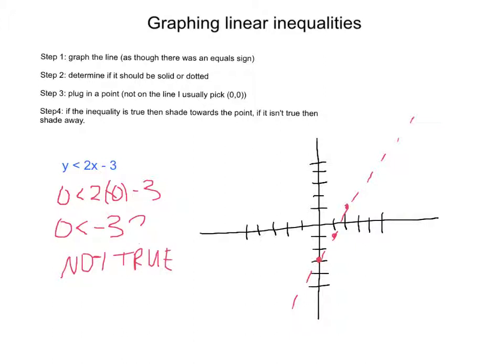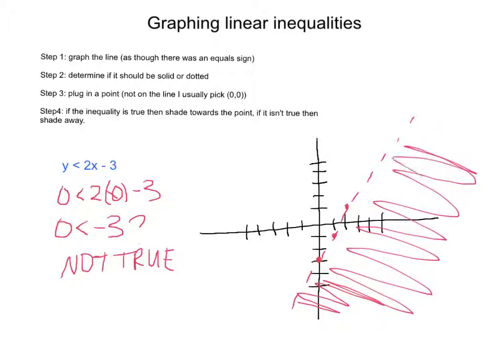So what we're going to do is say, well, 0, 0 is here, but it's not true, right? So it doesn't work for this inequality, so we need to shade away from 0, 0. So that would be our answer, okay?